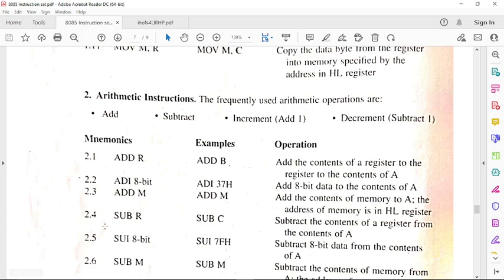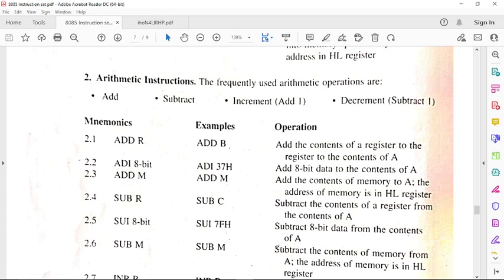Then SUB R. SUB means subtraction. R means we have to consider a general purpose register. So here C is used. Subtract the content of register C from the content of the accumulator. So the first number must be in the accumulator, and the content of register C is subtracted from the content of the accumulator, and the result is stored in the accumulator.